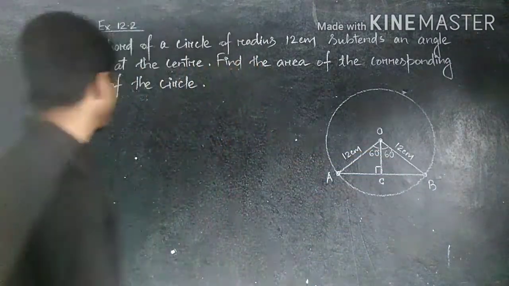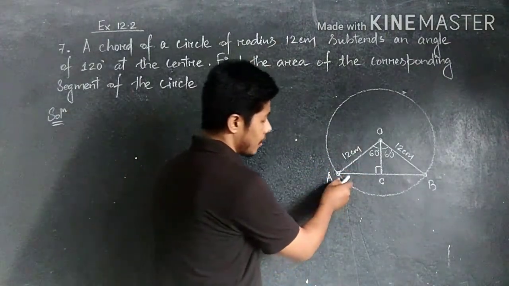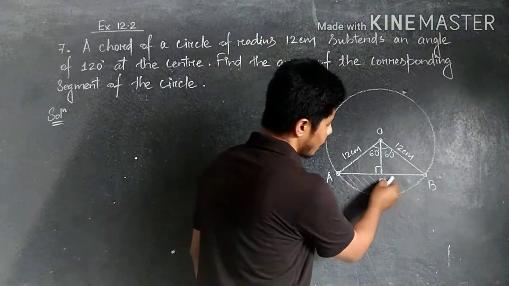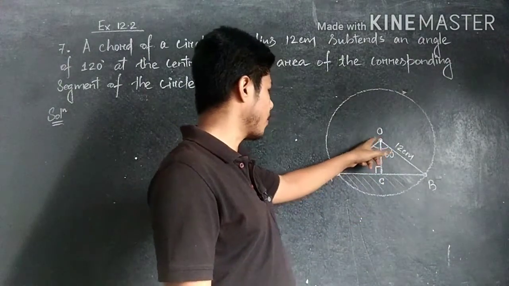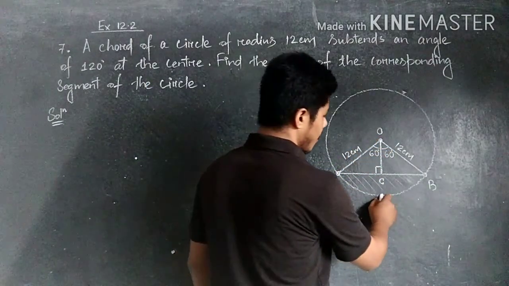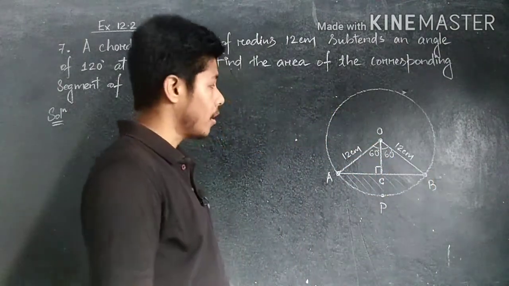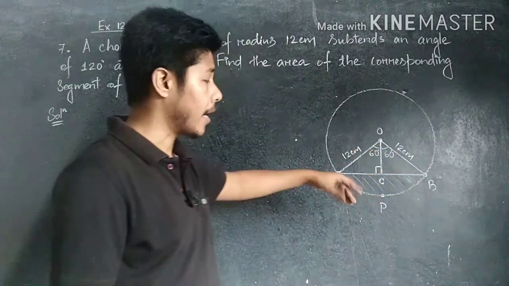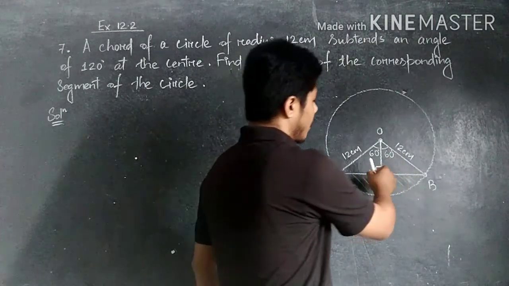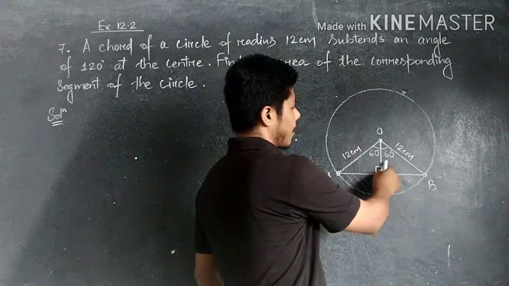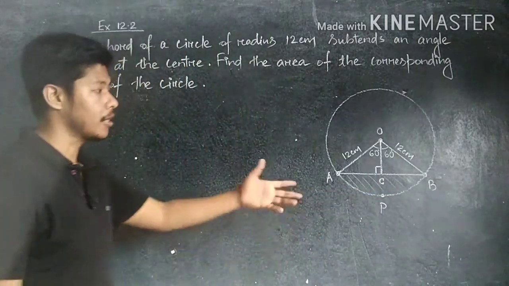Now we have to find the area of the corresponding segment. The corresponding segment is obviously this part. So first of all we have to find the sector. Suppose we name it O, A, P, B; this is the sector. After that we find the area of the triangle part. Area of sector minus area of triangle gives the segment part. Is it clear? In this way we have to solve this.